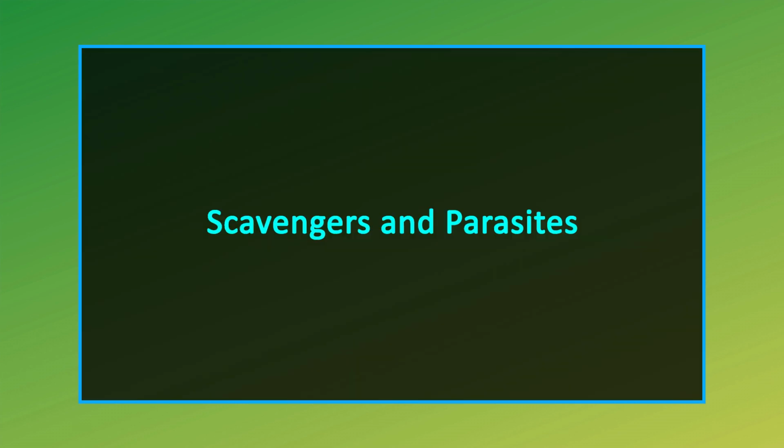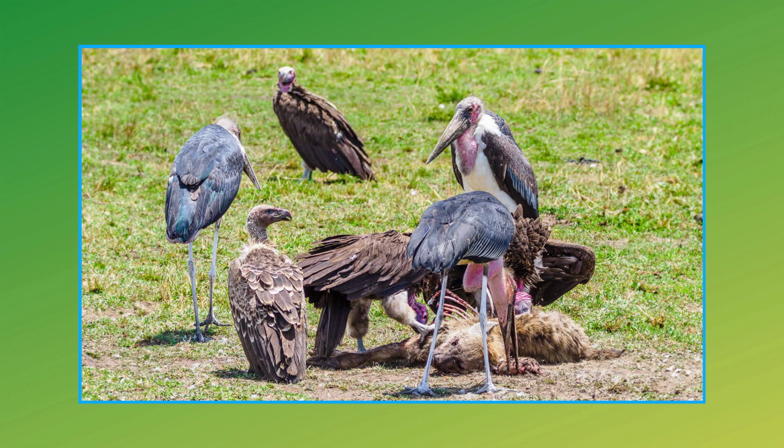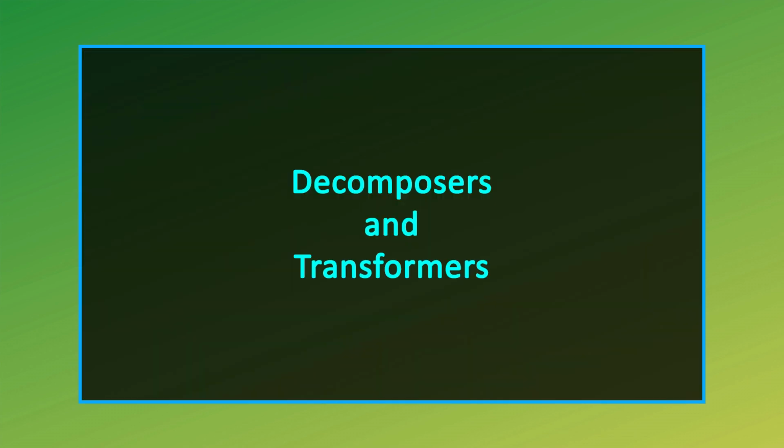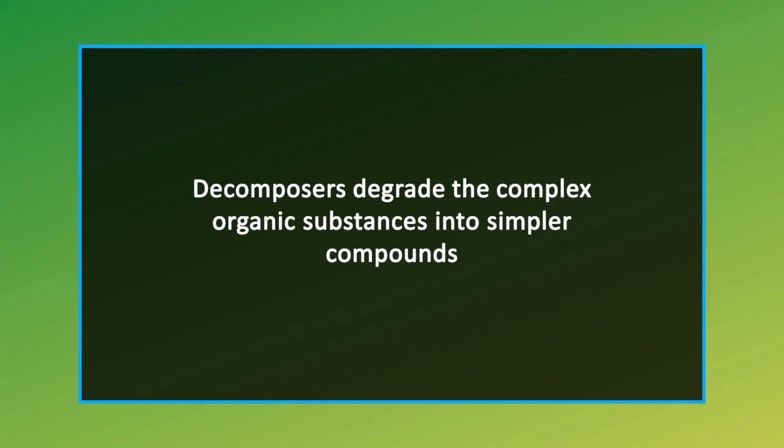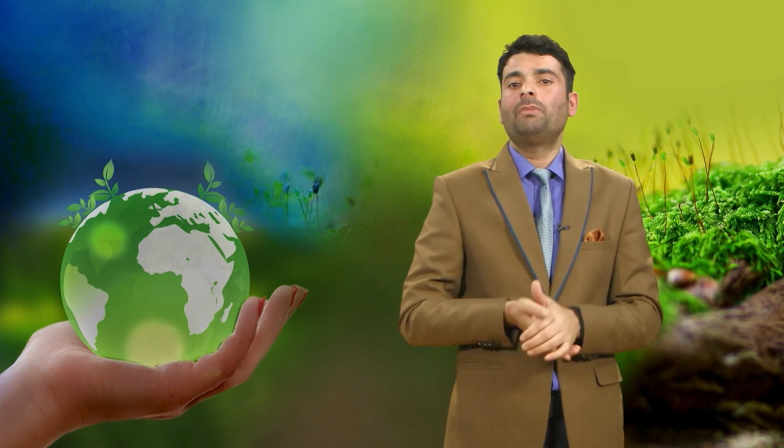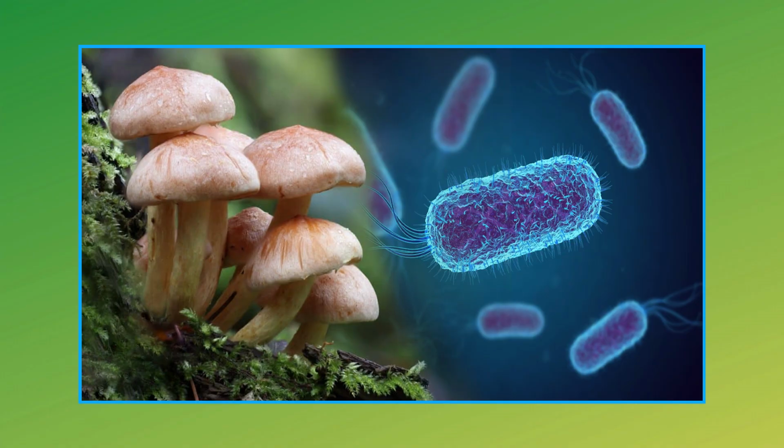Then scavengers and parasites. These are the parasitic plants and animals that make use of the living tissues of different plants and animals. The scavenger uses dead remains of animals and plants as their feed. Then decomposers and transformers. These are living components of the ecosystem that help to maintain the dynamic structure of ecosystem. The decomposers attack dead remains of producers and consumers. Decomposers degrade the complex organic substances into simpler components, whereas the transformers change the organic compounds into inorganic forms that are suitable for reuse by the producers or the green plants, for example, fungi and bacteria.